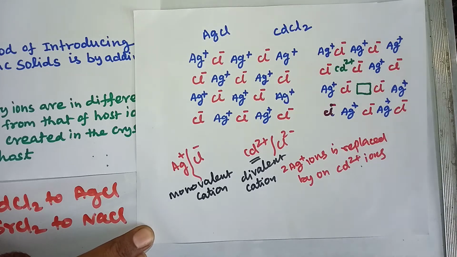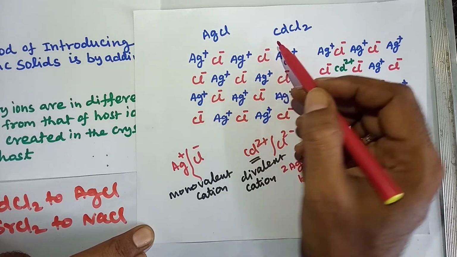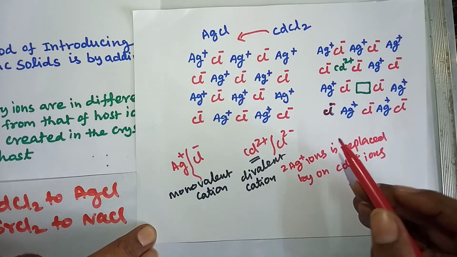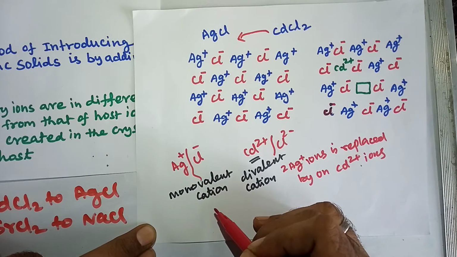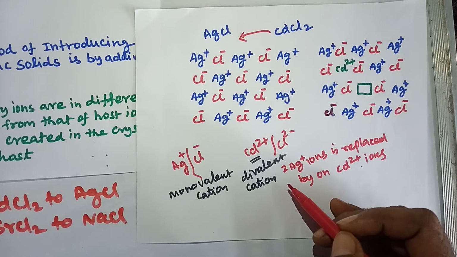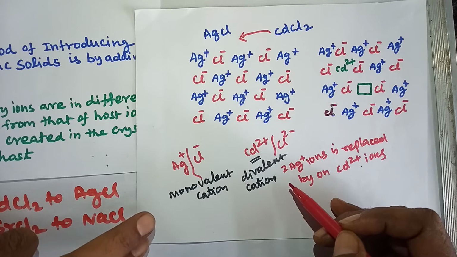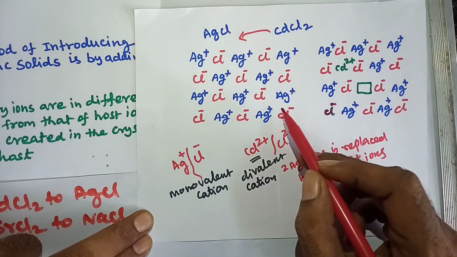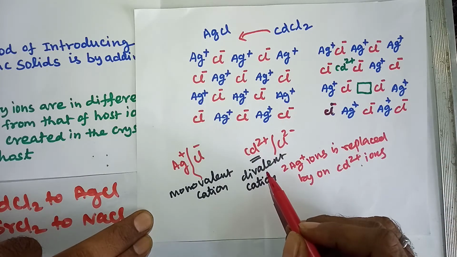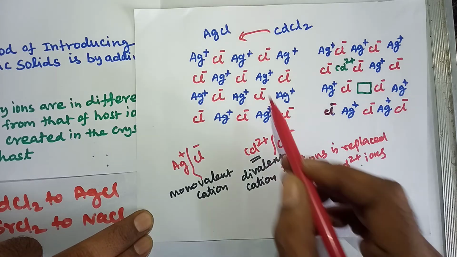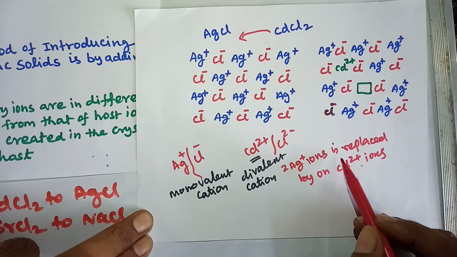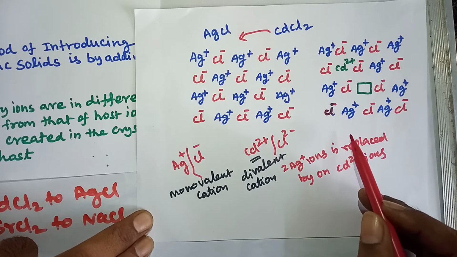When we add cadmium chloride to the silver chloride crystals, the Ag+ ion is a monovalent cation and the Cd2+ ion is a divalent cation. So the addition of cadmium chloride to silver chloride crystals gives a solid solution, where the Cd2+ ion, being divalent, occupies the position of Ag+ ions. This will disturb the electrical neutrality of the crystal.